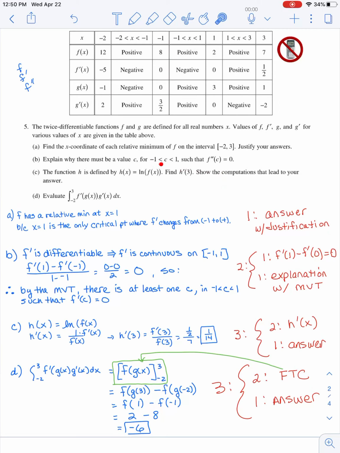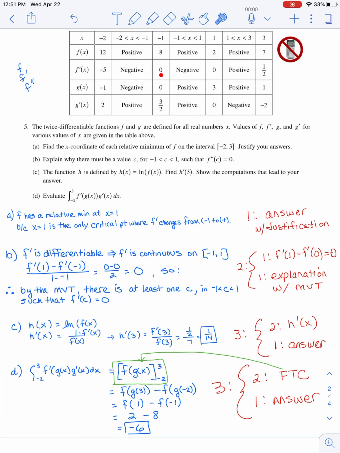Why does there have to be a value c? Okay, that should immediately tell you the mean value theorem. If there has to be a value c in some interval such that a derivative is equal to a certain amount, that says mean value theorem all over it. So since we're trying to find a value for when f double prime of c equals 0, we're going to look at f prime. And we're talking about in between -1 and 1. So we're only going to look between -1 and 1, and we're going to look at f prime.